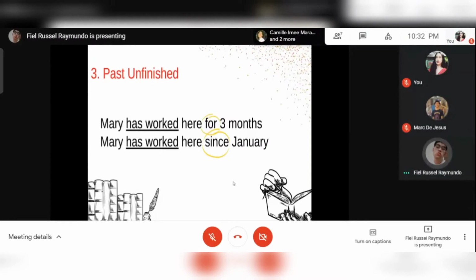Do you see that? The word for answers the question, how long has Mary worked here? For 3 months. Mary has worked here for 3 months. It implies that Mary started working here 3 months ago and she's still working here today.